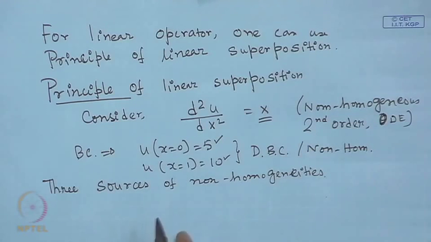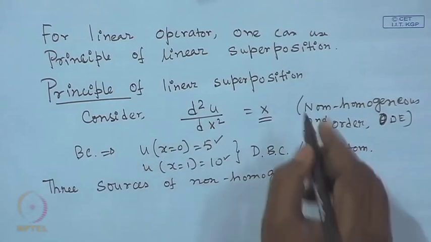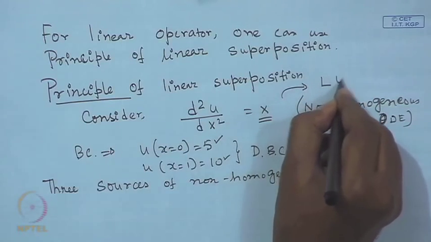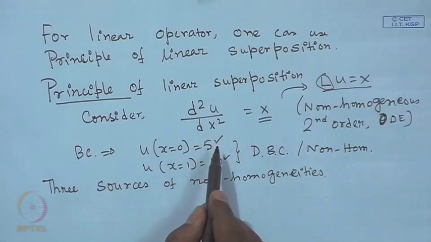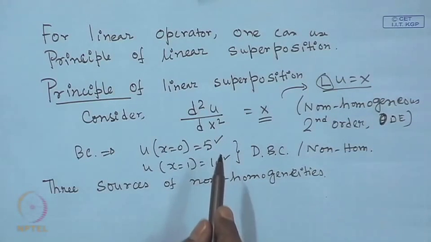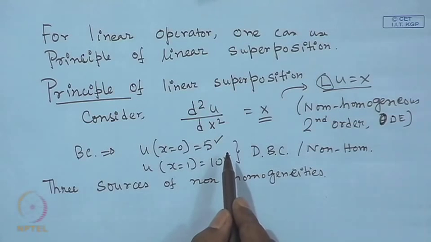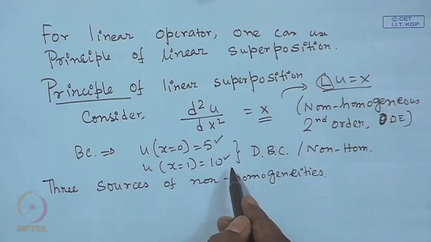So, that is possible when this holds. What is the operator in this case? The operator is L u is equal to x. So, what is the operator? Operator L is d square dx square, and we know that d square dx square is a linear operator. Since the operator is a linear operator, we can break down this problem into three sub problems considering one non-homogeneity at a time, and the complete solution can be constructed by simply adding them up.